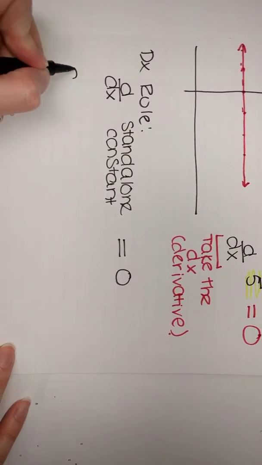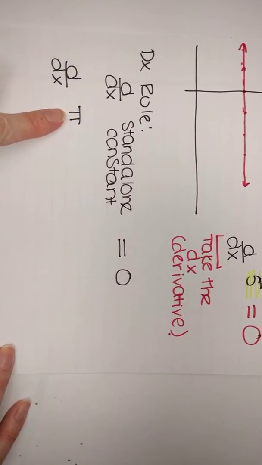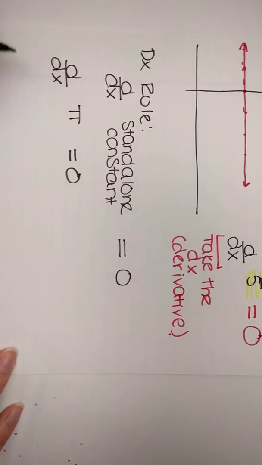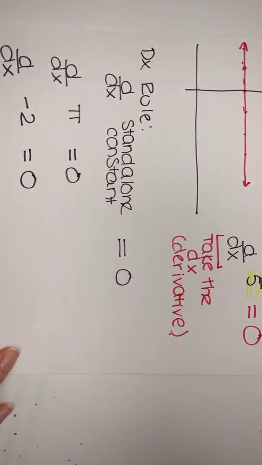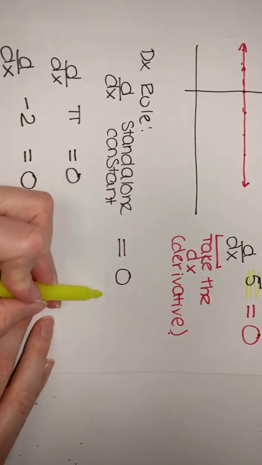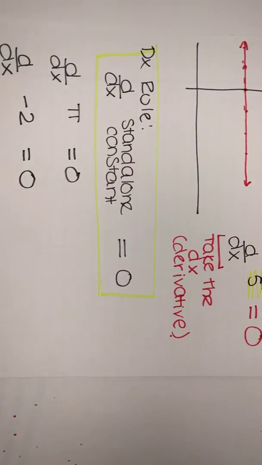If you have, for example, the derivative of pi, that is a standalone constant because that's just our 3.14, so that will be equal to 0. If you have the derivative, for example, of -2, again, that is a standalone constant, so we say it's equal to 0 because our instantaneous rate of change is 0. So the derivative of a standalone constant is equal to 0, and that is our very first, number 1, derivative rule that we're learning. So derivative of a standalone constant equals 0.